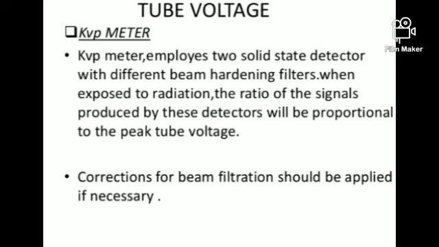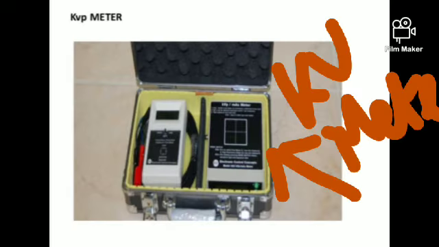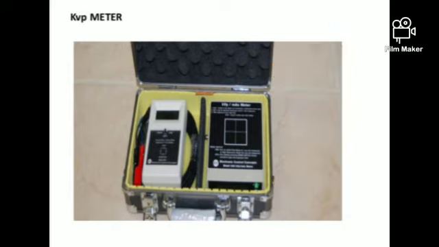To do this test we require a device called a KVP meter. The KVP meter consists of two solid state detectors with different beam hardening filters, which record our radiation doses, and the accuracy and tolerance value of this test should not cross plus or minus 5 kV.